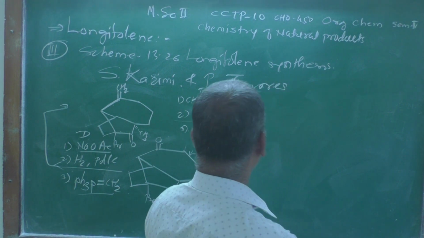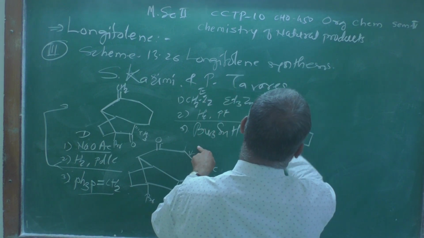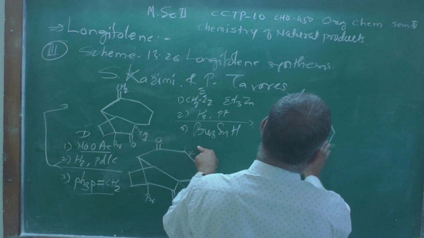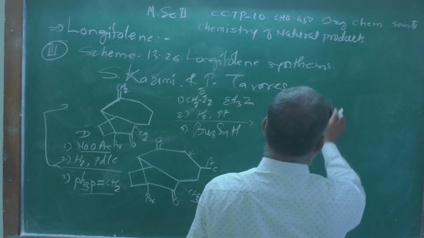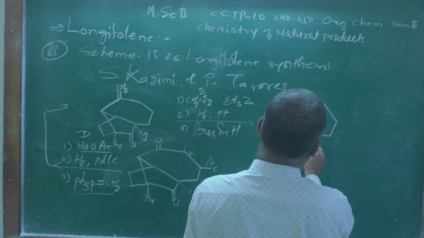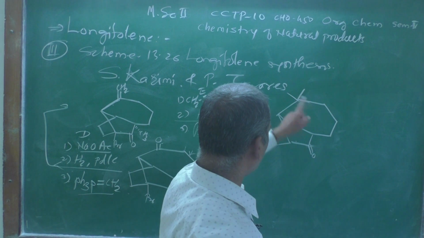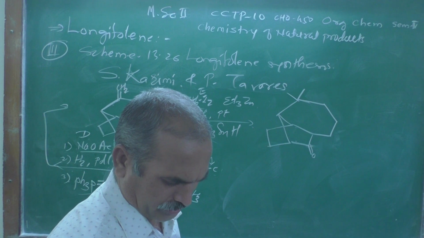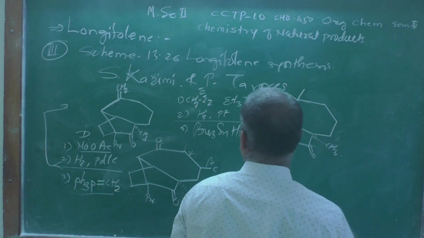The product will be like this. Here 2-methyl, not this one. So let me clear this, and now here the carbonyl group is as it is, and here the 2-methyl group is introduced. See over here, and here the methyl group still remains as it is, CH3.